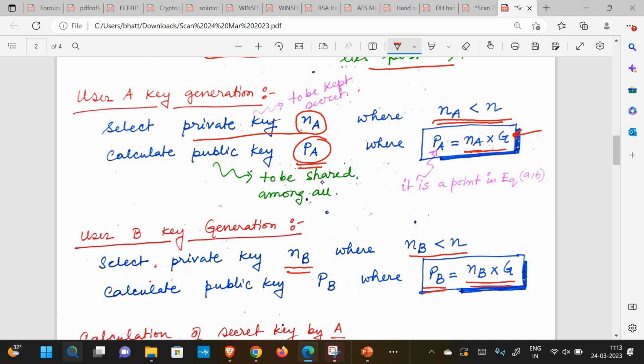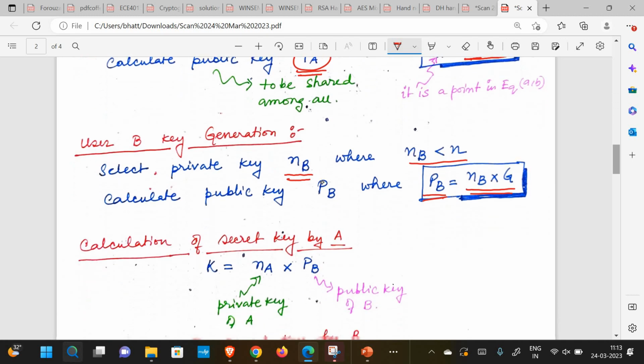Now this G is known to everyone, just like we have done in last class also. I told you the primitive roots or the generator will be known to everyone. The public key should be known to everyone. Prime number also will be known to everyone, except that the private keys will be unknown to each and every node. Other than the intended users, the private key should not be known to anyone. So here also the same procedure is followed. So we have PA and PB.